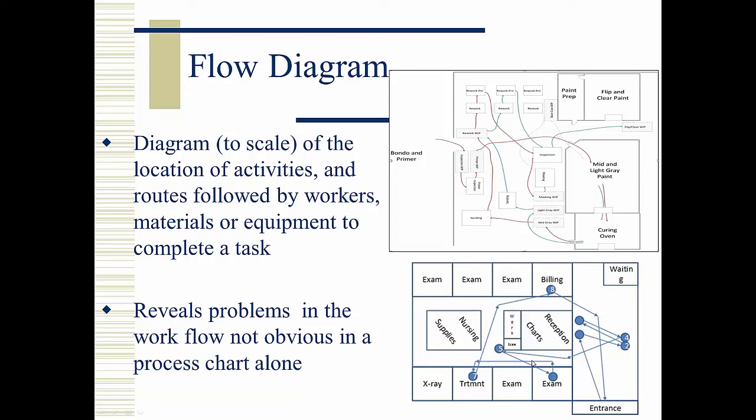So it gives us a nice visual of not just the list of operations and steps, but how the person or material, whichever one we're looking at, or equipment, is flowing through the organization. Again, spaghetti diagram is a different word for it, but it just shows the path of movement. All of these flow diagrams should be to scale, and you'll practice this when you practice the flow process chart in class.